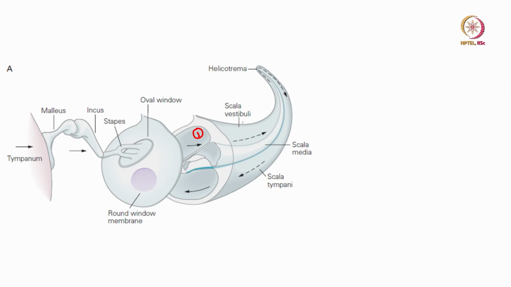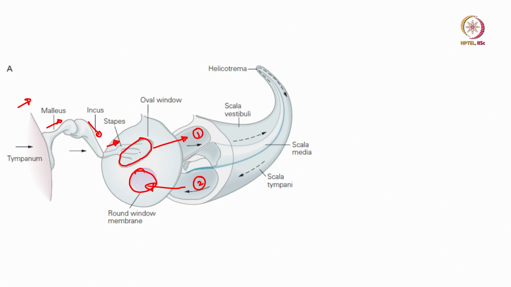So, there is something called a Scala vestibuli, then there is something called Scala tympani. Now, the logic is that the oval window opens into this part of the cavity, and the round window opens into this part of the cavity. I put the directions like this. Now, I have spoken about the direction in which sound is transmitted: through the tympanic membrane, through the malleus, through the incus, and through the stapes.